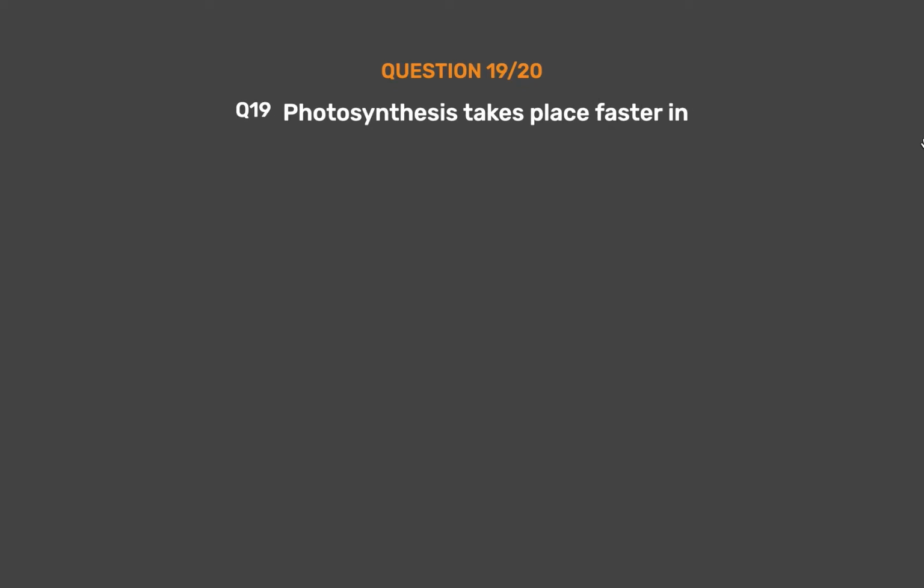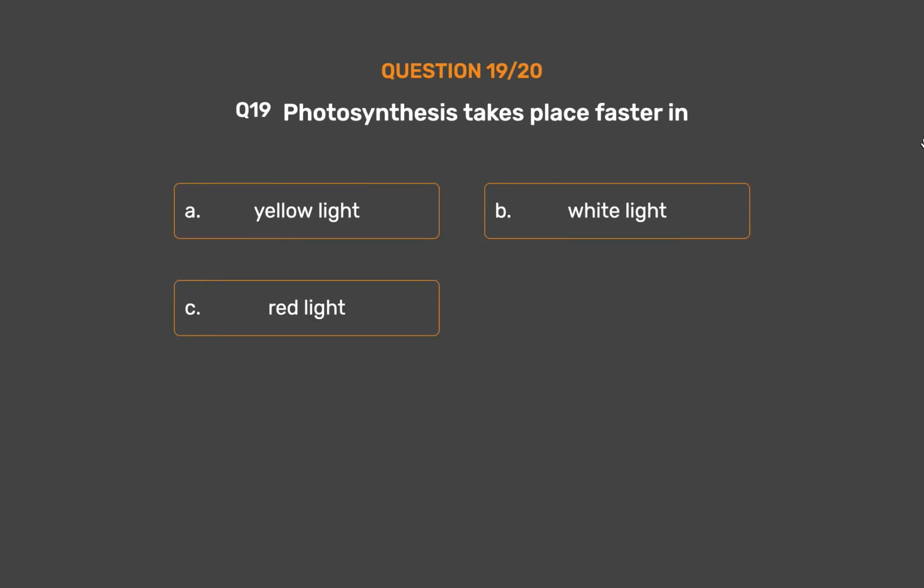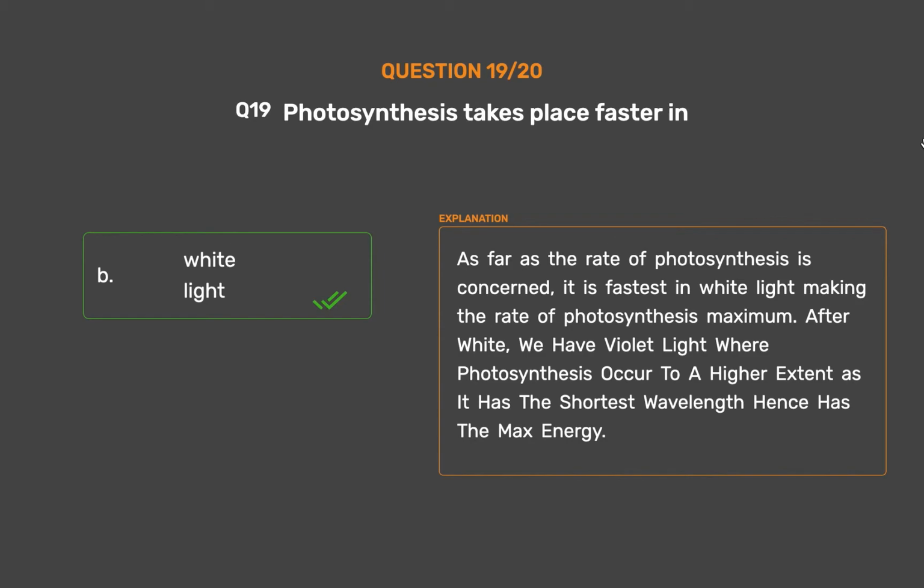Question number 19. Photosynthesis takes place faster in option A. Yellow light. Option B. White light. Option C. Red light. Option D. Darkness. The correct answer is option B. White light. As far as the rate of photosynthesis is concerned, it is fastest in white light, making the rate of photosynthesis maximum. After white, we have violet light, where photosynthesis occurs to a higher extent as it has the shortest wavelength, hence has the max energy.